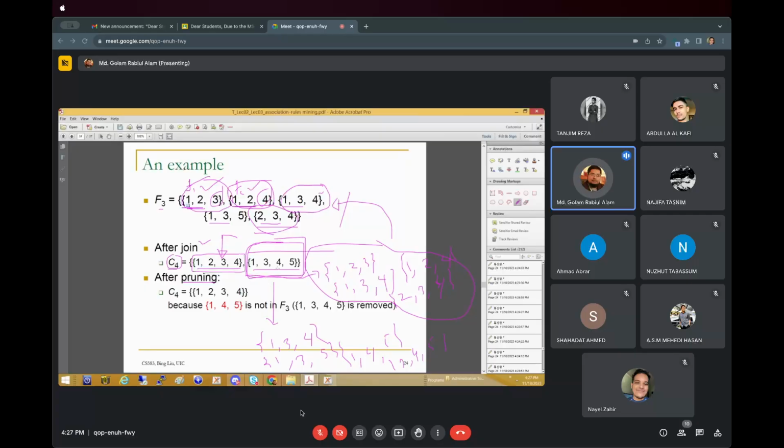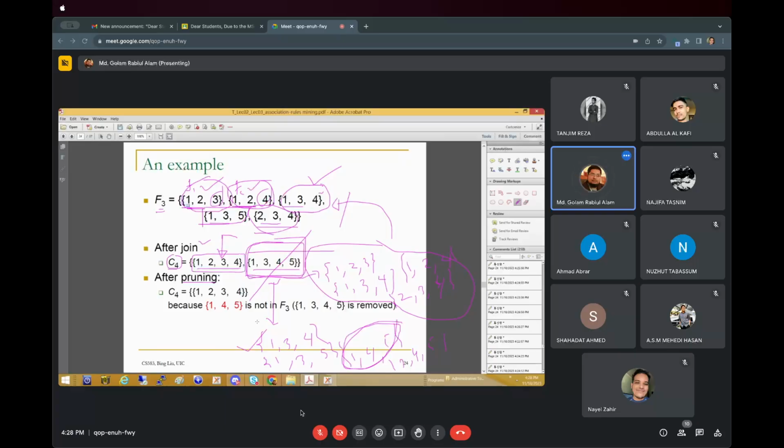Okay, so now at first check 1 3 4. Here is 1 3 4, that means 1 3 4 is there. 1 3 5 is also there. Then 1 4 5. No, 1 4 5 is not there. So that means this subset is not present in F3. So then we can prune it. It is a candidate for pruning, so we should exclude this one from our candidate subsets.